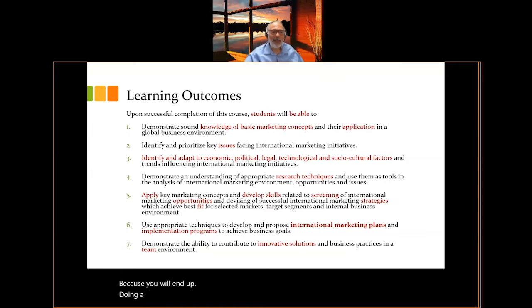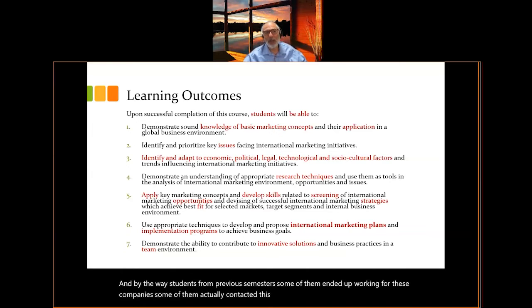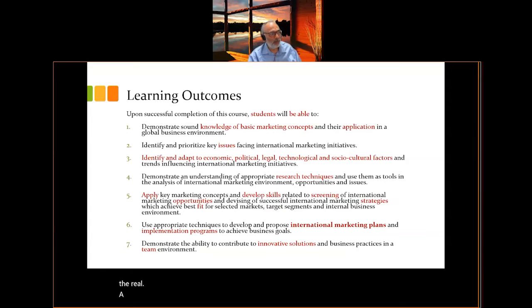work with that company. And by the way, students from previous semesters, some of them ended up working for these companies. Some of them actually contacted these companies while they were doing research, and the companies were receptive and they responded back. And then they were welcoming the idea that they will help them develop international marketing plans. And some of them started working with these companies after that. So this is actually a good opportunity for you to get into the real world and to get into the real career opportunities that could be awaiting you.